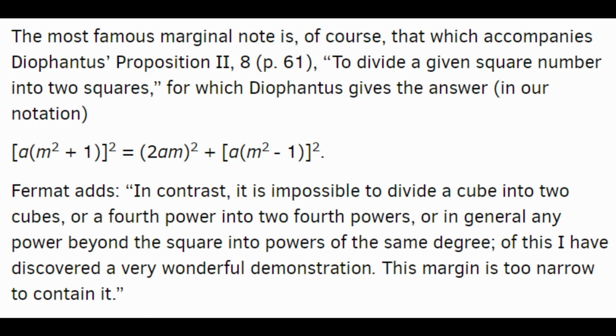What I really want to show you is the little nugget that I found that I thought was pretty cool. Here it is. The most famous marginal note is, of course, that which accompanies Diophantus Proposition 2.8, which is on page 61 of the edition that Fermat was reading: to divide a given square number into two squares. But I might as well go on now while we're here and just mention that Fermat adds, in contrast, it is impossible to divide a cube into two cubes, or a fourth power into two fourth powers, or in general any power beyond the square into powers of the same degree. Of this I have discovered a very wonderful demonstration. This margin is too narrow to contain it.